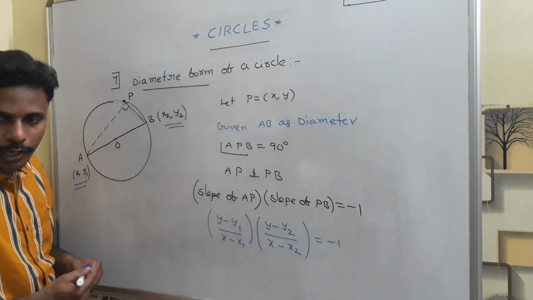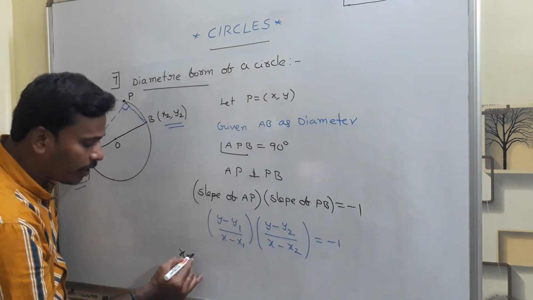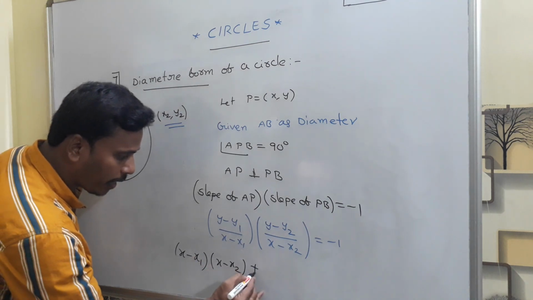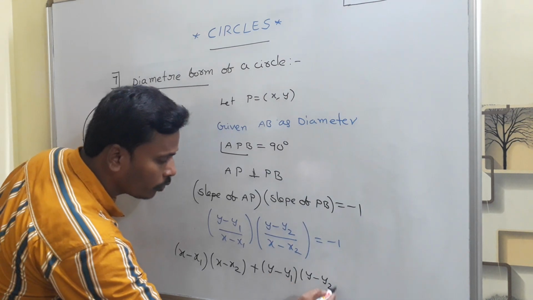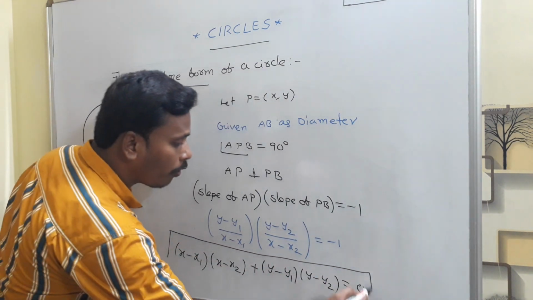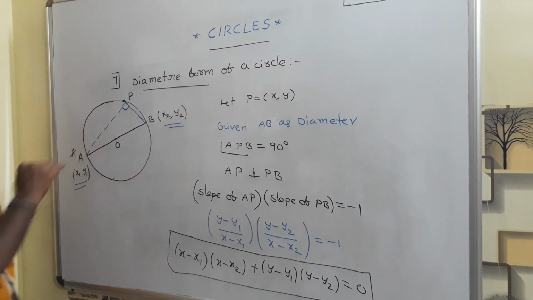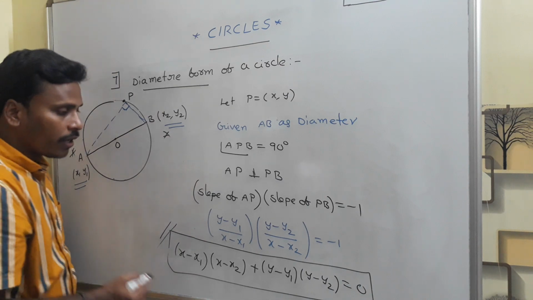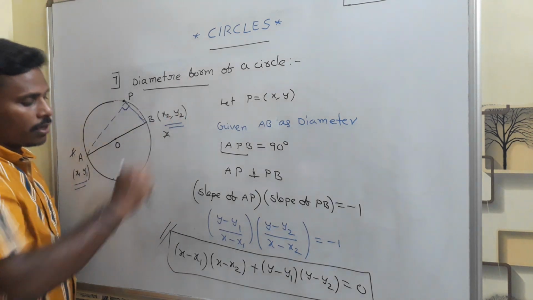When you rearrange this, multiply these two, send that to the other side and collect terms, at the end we have (x minus x1) into (x minus x2) plus (y minus y1) into (y minus y2) is equal to 0. So this is the diameter form of the circle. If the endpoints of the diameter A (x1, y1) and B (x2, y2) are given, then we will use this equation to find the equation of the circle, which is the diameter form.